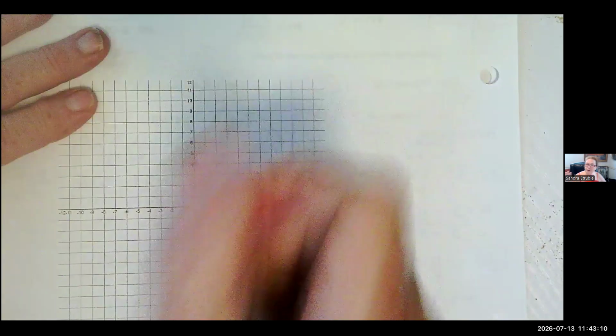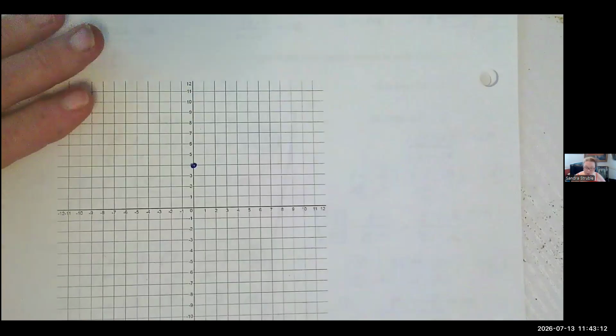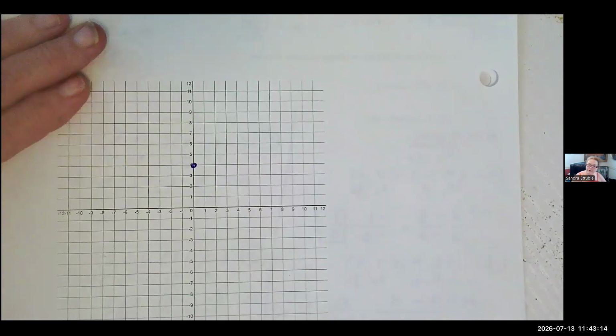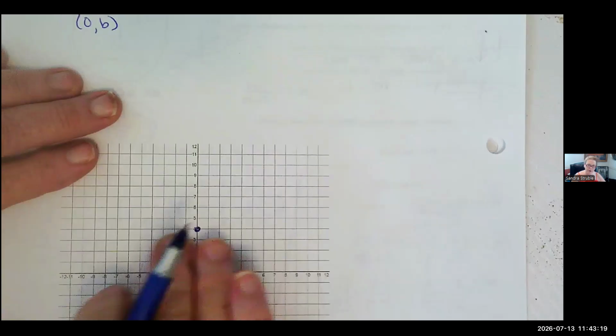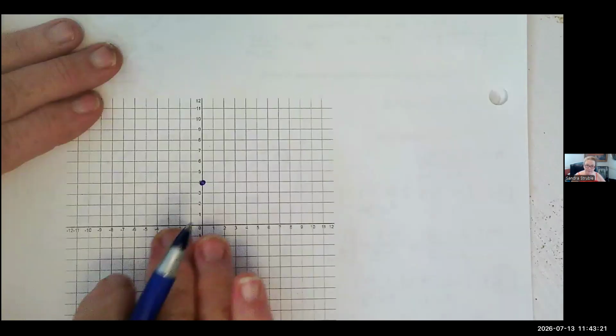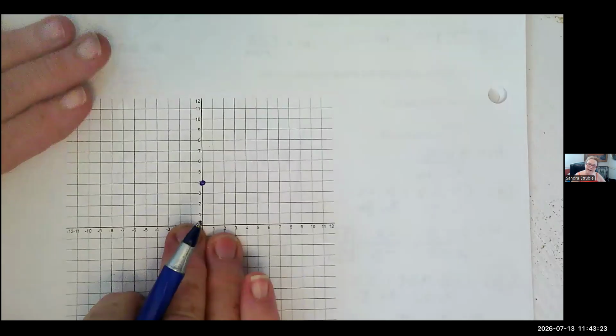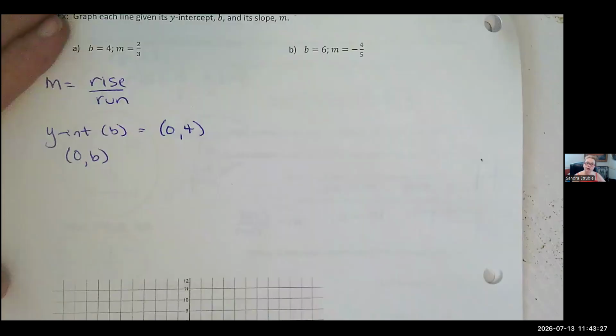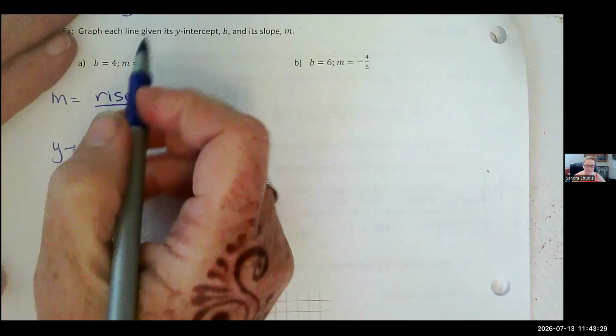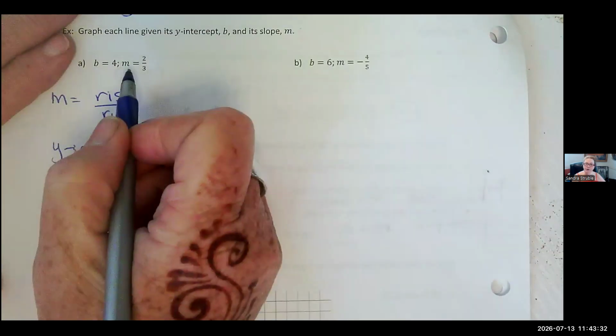We can come through here in a little bit and I'll show you how to label the line. So starting from the y-intercept, you never start from the origin when you're graphing your line unless that is your y-intercept. You always start from your y-intercept. From your y-intercept, you're going to use the slope to find your next point. You're going to use the rise over run method.